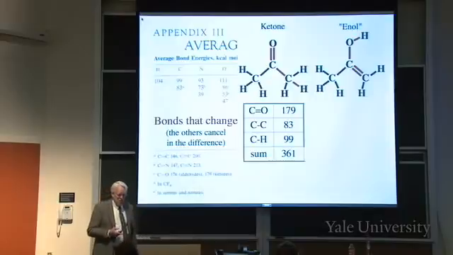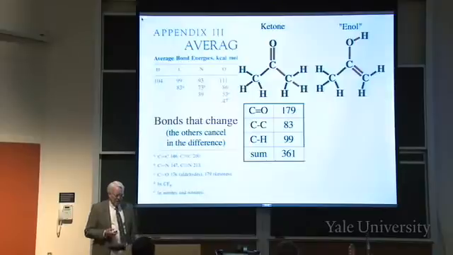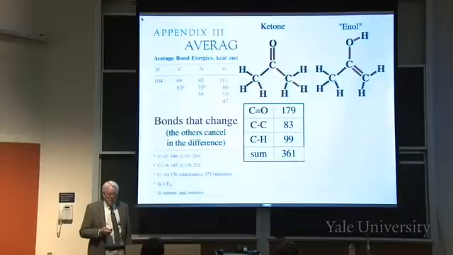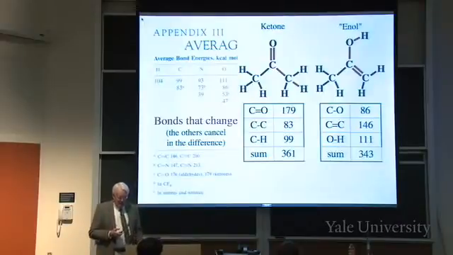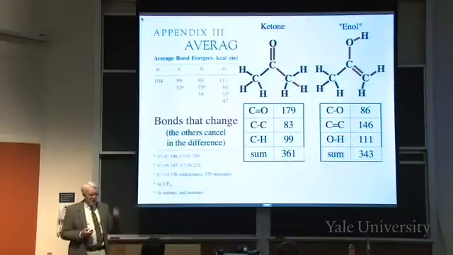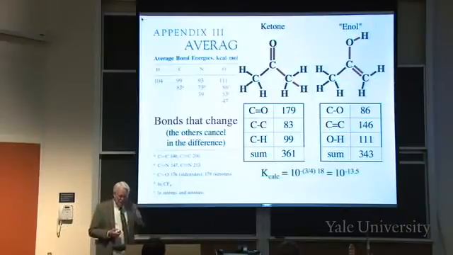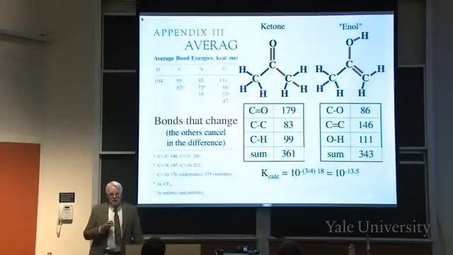Okay, so these are the numbers I took from the table that you see on the top left there, 179 for CO double bond and so on. And I sum them up, and that's 361 for those bonds. And the new set of bonds in the enol sum to 343. So the ketone indeed is more stable. It appears by 18 kilocalories per mole. So 18 kilocalories per mole means that you have a factor of 10 to the 13th. The equilibrium constant is 10 to the 13.5. So it should lie, for practical purposes, entirely in the direction of the ketone.